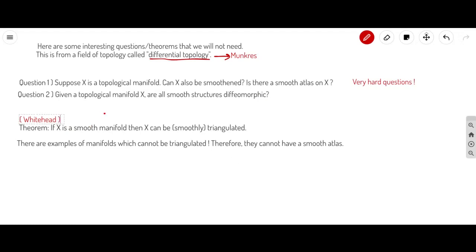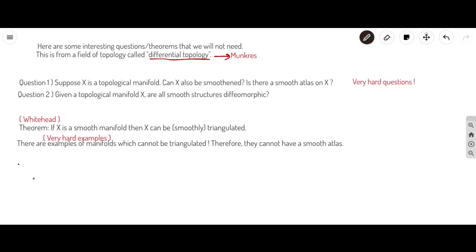It goes to Whitehead. Now, there are examples of manifolds which cannot be triangulated. These examples are very hard to give. In fact, I've never even seen an example myself. I just know that they exist. But it's a well-known thing. People who work on this will tell you they know it. I've never actually seen the example myself because supposedly they're very hard to actually explain. So yes, you can have topological spaces that do not have a smooth atlas.